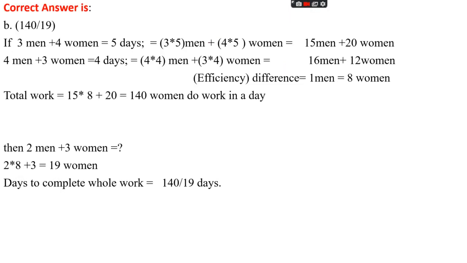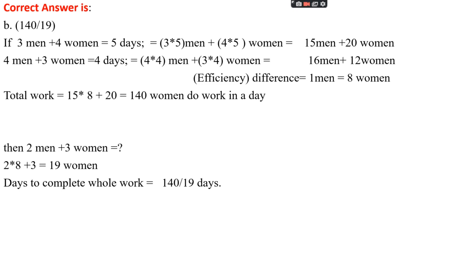In that way, we have to make a comparison. To find the efficiency, always take the whole equation in a single day. So 3 into 5 men plus 4 into 5 women, that's 15 men plus 20 women, can complete the work in a single day. Similarly, 4 men plus 3 women in 4 days: 4 into 4 men plus 3 into 4 women, that's 16 men plus 12 women, can complete the work in a single day.